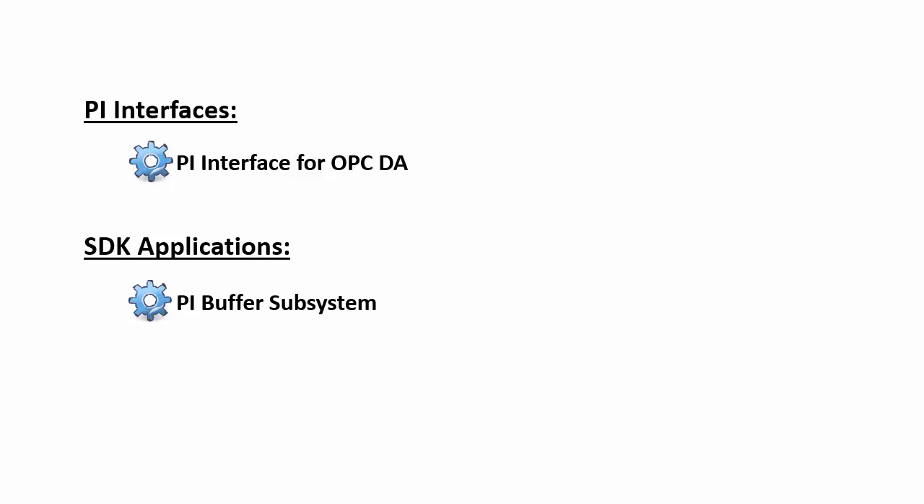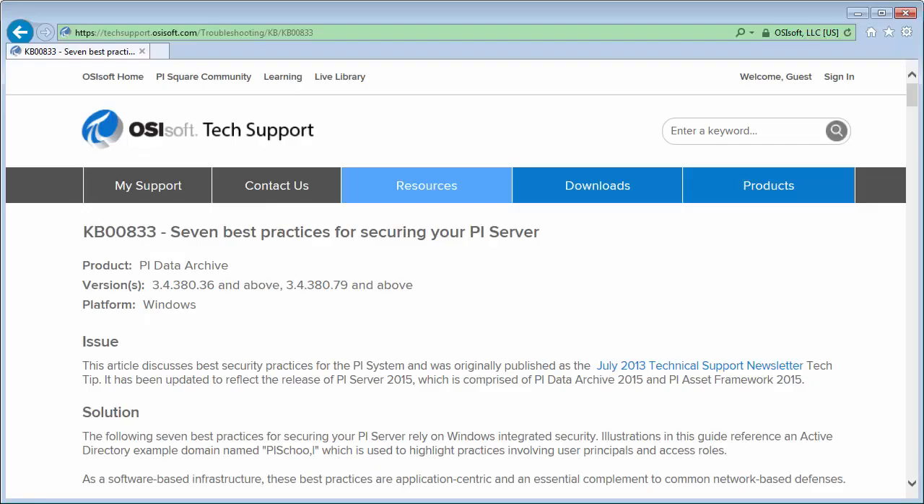In this video, we'll set up PI Data Archive and PIPOINT access for a new PI interface and for PI Buffer Subsystem, which we're using to buffer the data. We'll want to configure the minimum needed permissions for this, as described in this KB article, 7 Best Practices for Securing Your PI Server. Now, before we start, let's go over the plan.